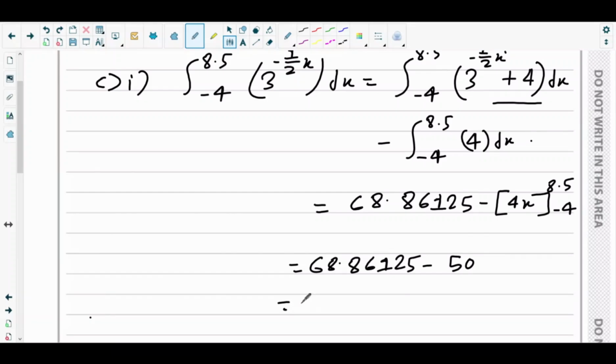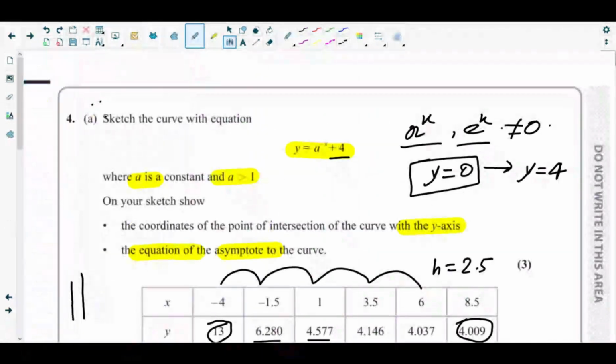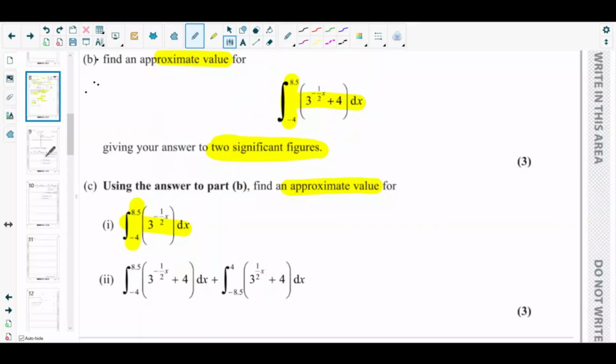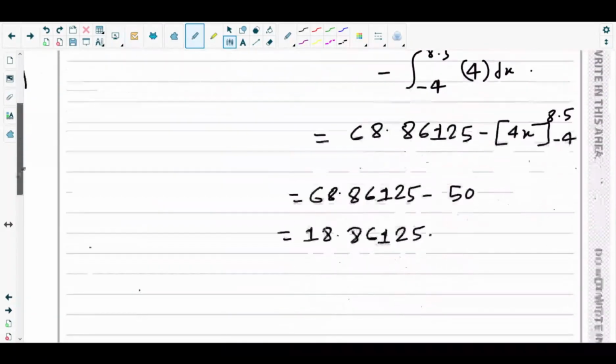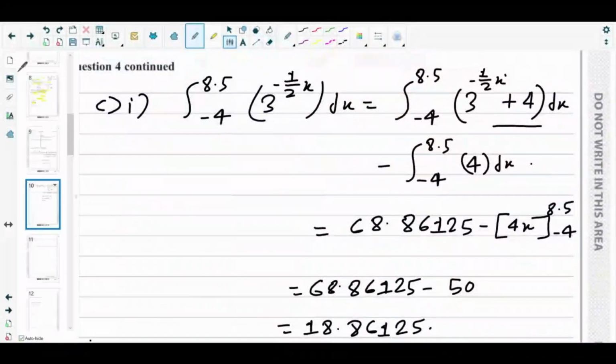So that would give you 18.86125. How many decimal values did they want in the answer? It's just an approximate value, so you can give 3 significant figures since this is the standard. So 18.9. That's the answer for part C1.